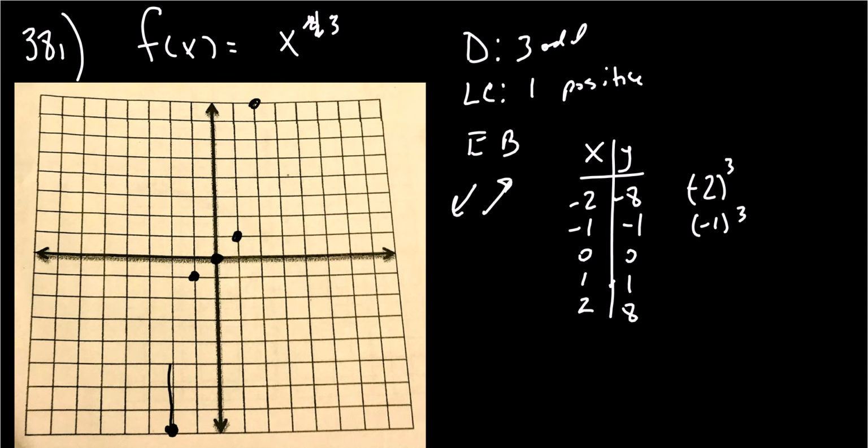I'm going to connect these dots. Smooth curves. All right, I have to add the arrows. The arrow goes up and to the right. It goes down and to the left. So the arrows just go down, the graph goes on forever. And that's it for 38.